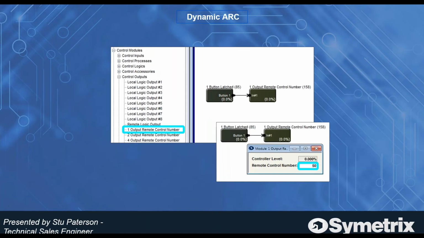Moving on. Okay, so now from the toolkit, you want to add a one output remote control number module from the Control Modules, Control Output section, and wire the one-button latch module to it. Open the remote control number module, type the control number that will be used to trigger the Dynamic ARC. In this case, it's 50. Remember, we set the example to 50. When preset 1 is triggered, the latch button will turn on, giving that control number a value of 65535, enabling the ARC.